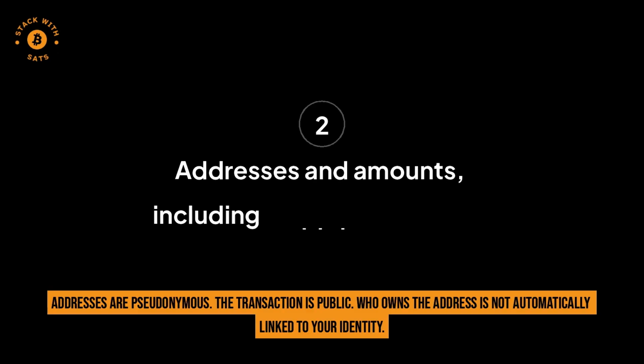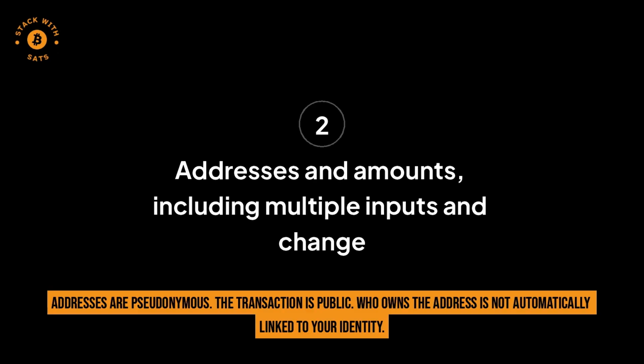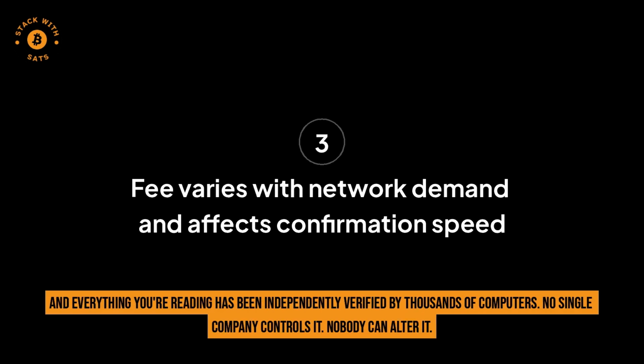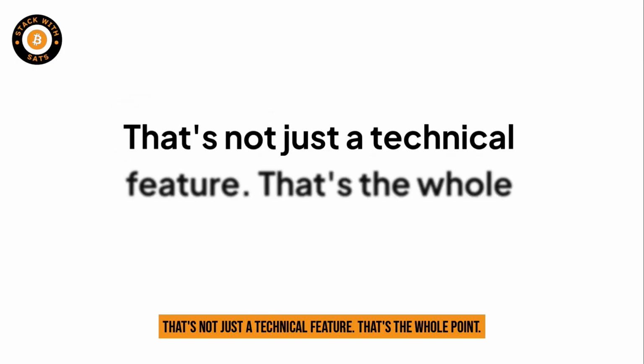Addresses are pseudonymous. The transaction is public. Who owns the address is not automatically linked to your identity. And everything you're reading has been independently verified by thousands of computers. No single company controls it. Nobody can alter it. It's not just a technical feature, that's the whole point.